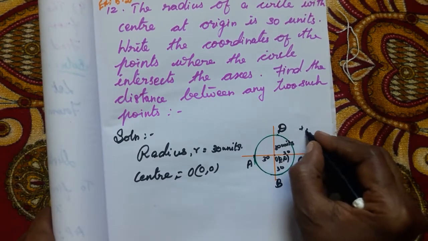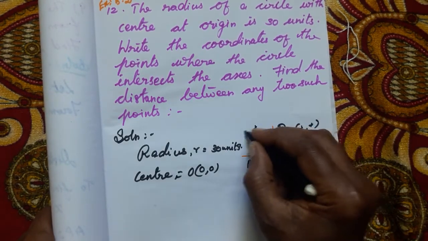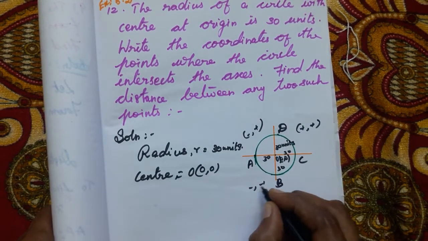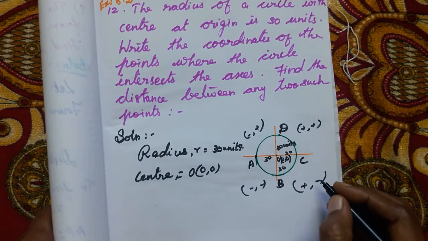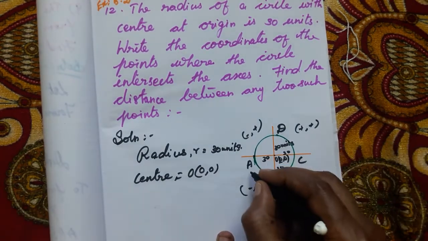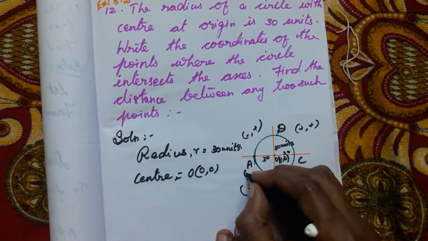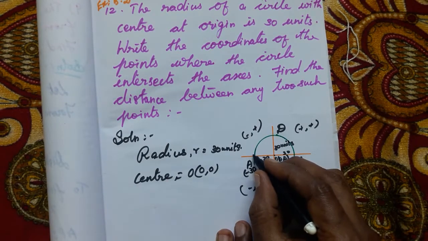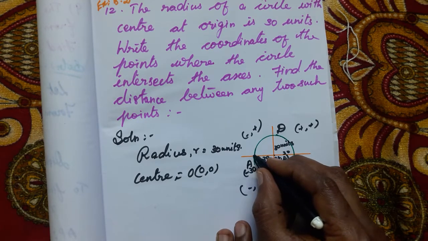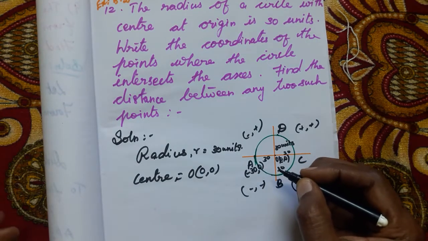You know that here everything is positive, plus plus. Here, what's that? Minus plus. Next here, minus minus. Next here, plus minus. So what is the point A? Minus 30 comma. Listen, it is on the x-axis, 30 distance, but on the negative side. So minus 30 comma 0. We can take it as minus 30 comma 0.